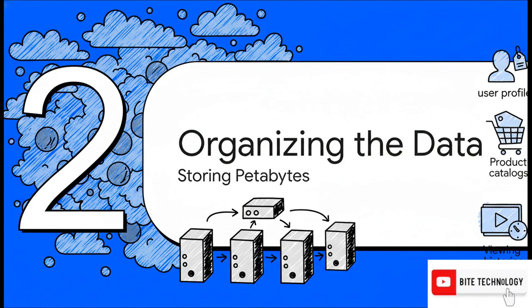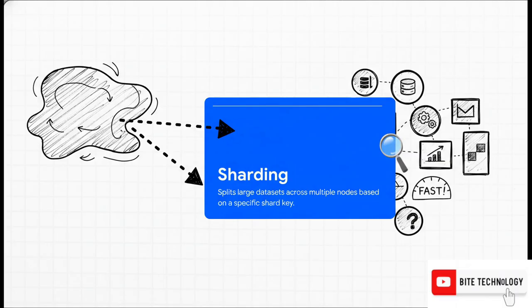So we've got the traffic under control, but what about the data itself? We are talking about mind-boggling amounts of information. Every user profile, every product, every single show you've ever watched. How do you possibly store all of that and find anything quickly? You can't just cram it all into one gigantic database. It would grind to a halt.